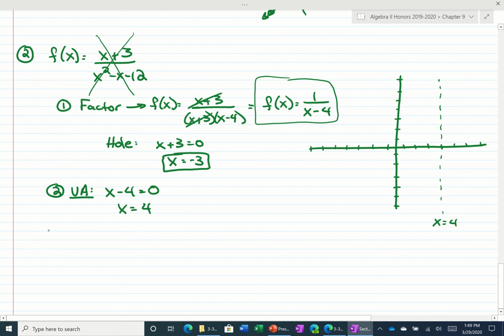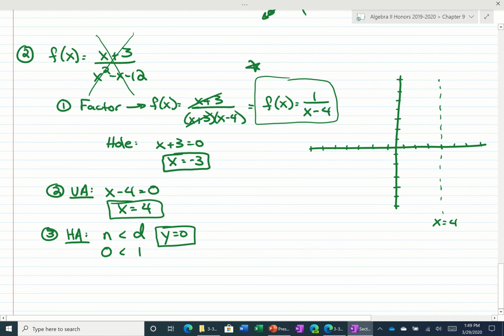Okay, so now let's go to step number 3, horizontal asymptote. Remember, we're looking at our simplified version. The degree on top is 0, the degree on the bottom is 1. Whenever the top is smaller, this just means y is equal to 0 is our horizontal asymptote. So I'm going to draw that right here. That's the line y equals 0.